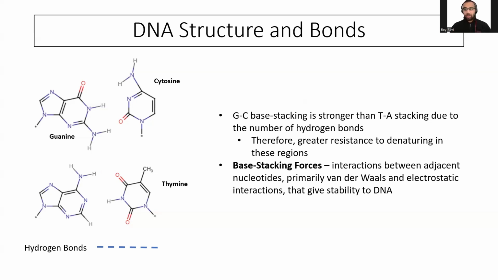For example, areas with long runs of guanine and cytosine pairings are more resistant to denaturing. Base stacking forces that hold DNA stability are also impacted by adjacent nucleotides, not only the ones across from each other. These forces are primarily van der Waals forces and electrostatic forces, and the combination of all of these keeps DNA as stable as it is.